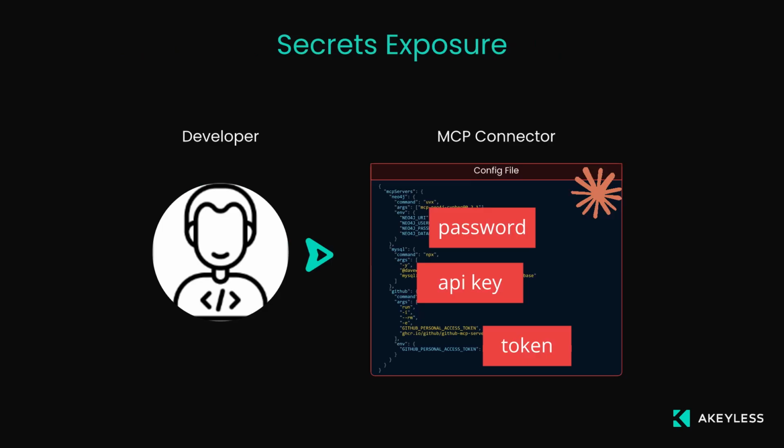When developers connect an LLM to applications through a normal MCP server, they generally paste the passwords, API keys, and tokens straight into the config file. This one decision drops long-lived, exposed secrets into the developer's environment and hands the agent open-ended access into critical systems. It is fast to set up and dangerous by design.